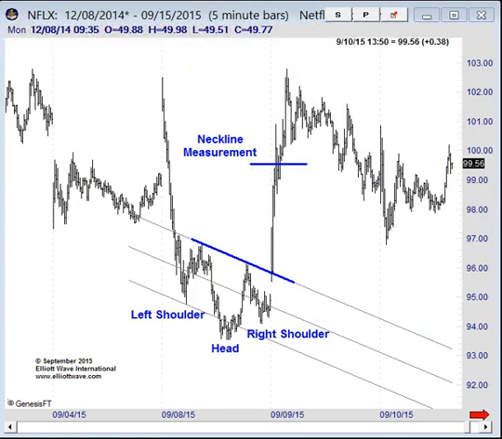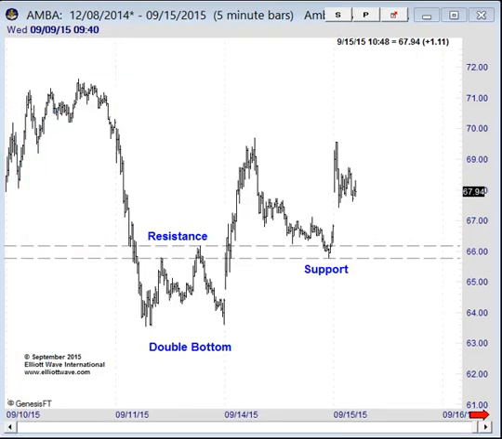And here's an excellent example of a head and shoulders formation. This is a bullish reversal, or the inverted head and shoulders formation, on the 5-minute price chart in Netflix. Now let's take a look at another example, and let me bring over a different price chart.